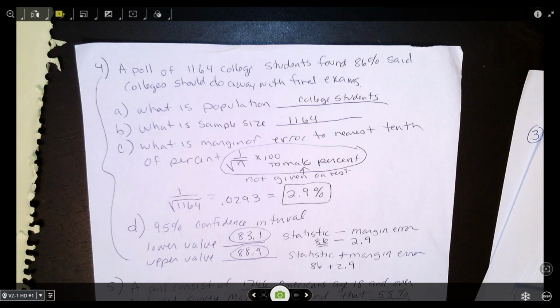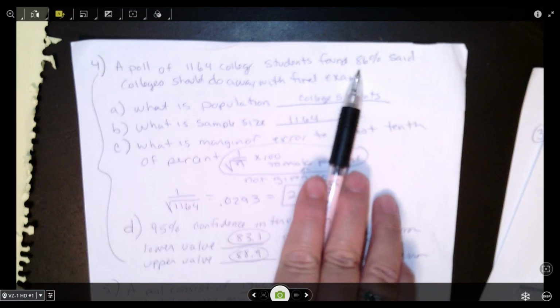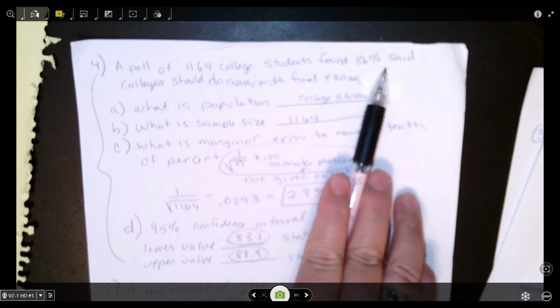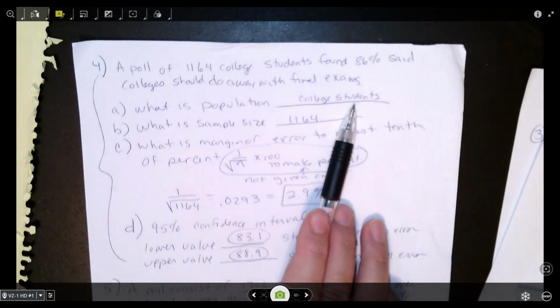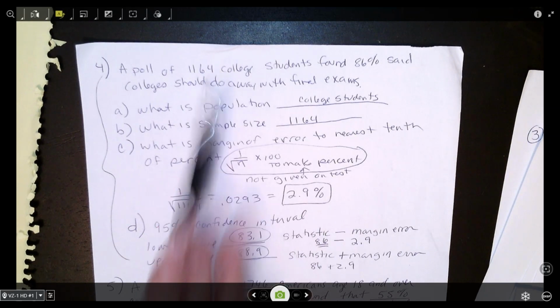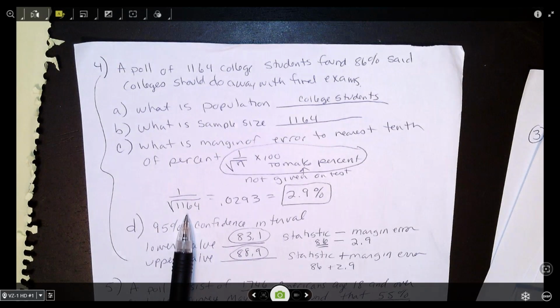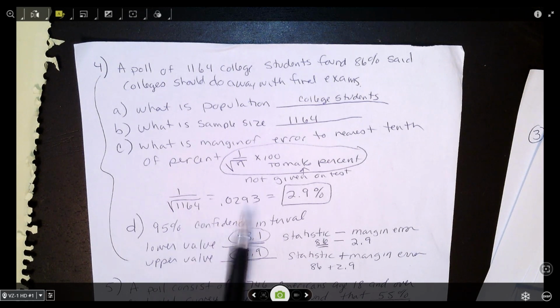Okay. Number 4 was just similar here. A poll of 1,164 college students found 86% said colleges should do away with final exams. So the population was college students. The sample size, 1164. Again, this margin of error is not tough. 1 over the square root of 1164. Are you all trying it in your calculator? I hope, to make sure you can get the right answer. This is decimal form. Make it a percent.